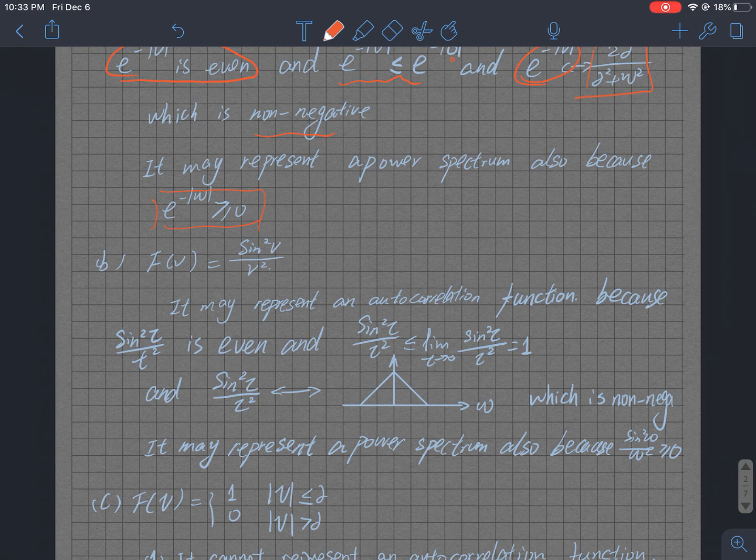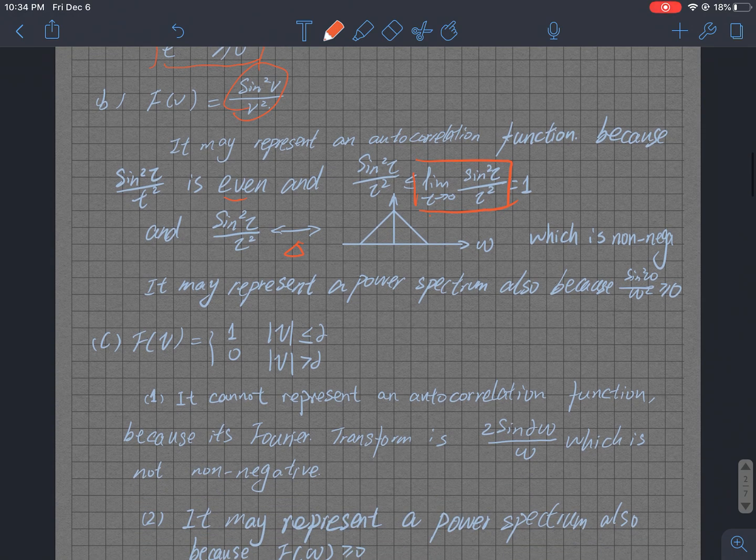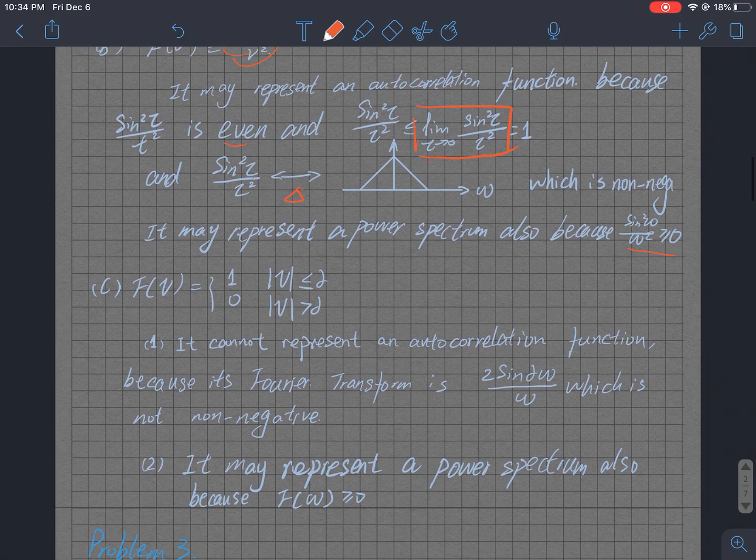And for the second part, we need to think about this function. We also know that it's positive definite, that the maximum value of this one is 1, and it's also even. We can transform it to the Fourier part, and we know that it's a triangle, which is non-negative, so it can be represented as a power spectrum density function, as we know that this part is greater than 0.